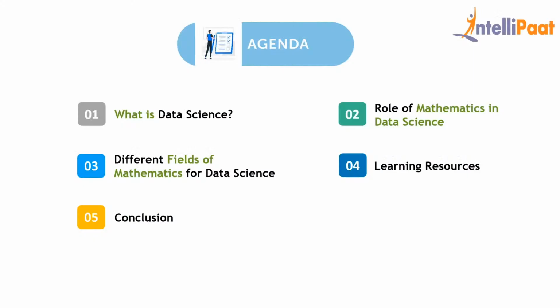We'll start off by understanding what is data science. After that, we'll move on to the role of mathematics in data science. We'll see what all things we can do with the help of mathematics. Then we'll see the different fields of mathematics for data science. After that, I'll be telling you about the learning resources that you can follow for learning data science, as well as mathematics for data science. So let's move on to the first part.